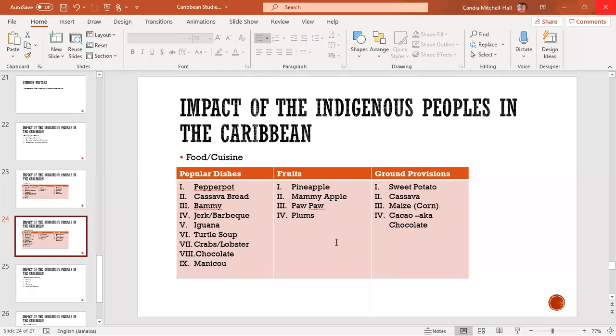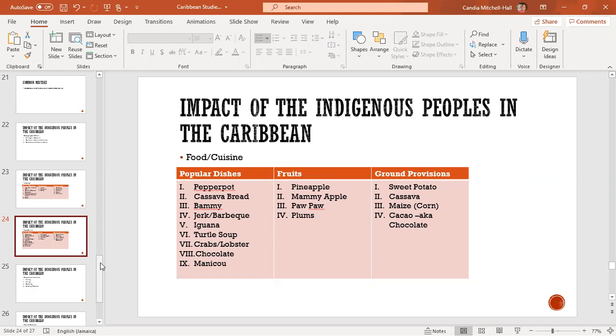Fruits. Oh yes, my favorite, pineapple. You realize that on the Jamaica coat of arms, the pineapple is there. Even on your school coat of arms, your school crest, there are some little pineapples that are there.